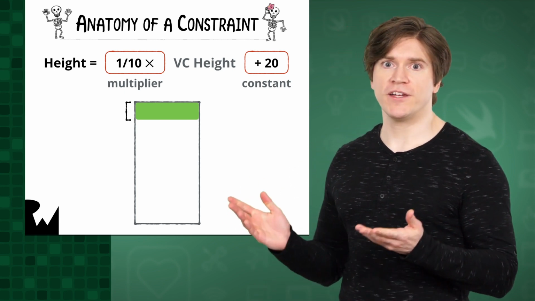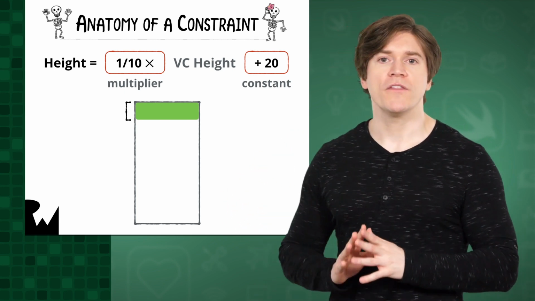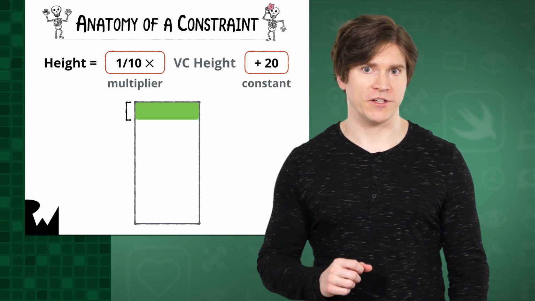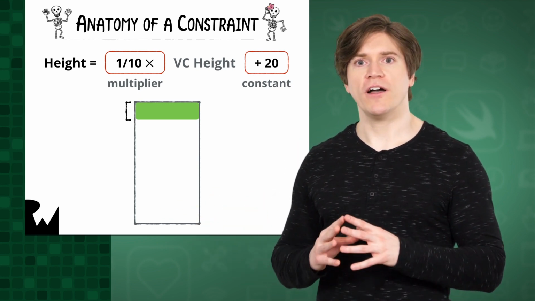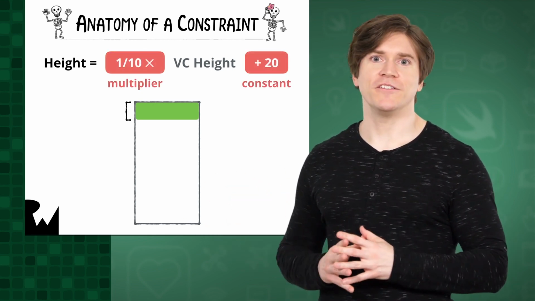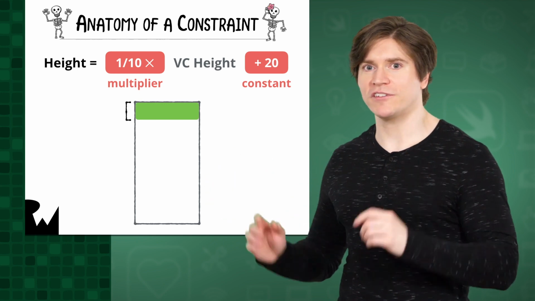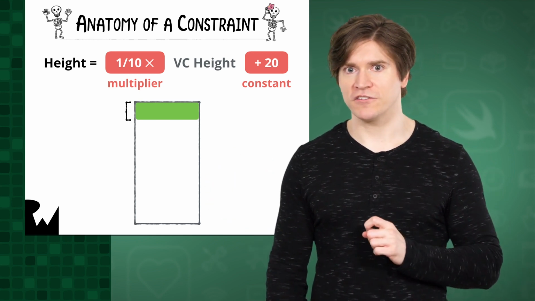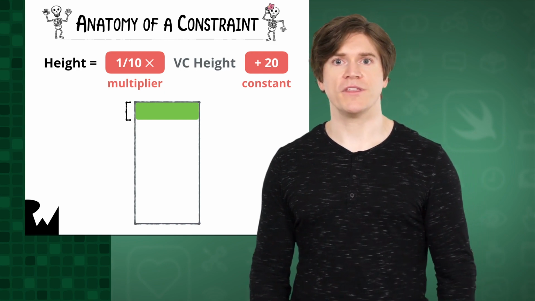You can think of a constraint as an equation or a rule that auto layout will attempt to follow when determining a view's size or position on screen. In this example, we're defining the height of the green view in relation to the height of its view controller. There are two elements in this equation that we might obviously want to animate, the multiplier and the constant. The constant of a constraint is easy to change, so we'll start with that.